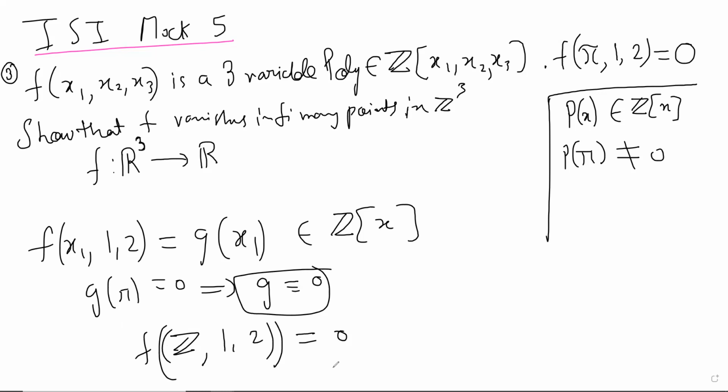So it's a stronger thing which you can prove, right? We don't need to go to complex. We can just say that even in integers, there are infinitely many integer triplets.